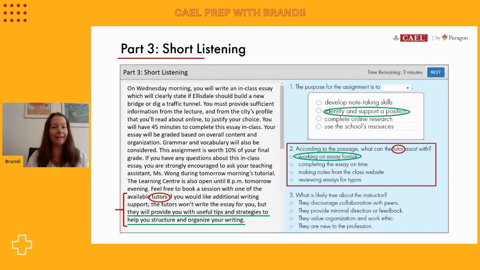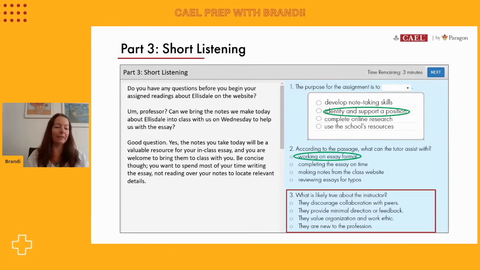Remember, the professor said the tutor will not write this essay for you, and it doesn't sound like they're going to help us proofread it either. So those 3 bottom choices are not correct. They don't make any sense based on what we've heard. And the question does say, according to the passage. So we're going to confidently now select answer choice A, since we've matched up structure and organization in the lecture to format in the answer choice. So we'll leave that as our choice, and we'll move on now to the last question.